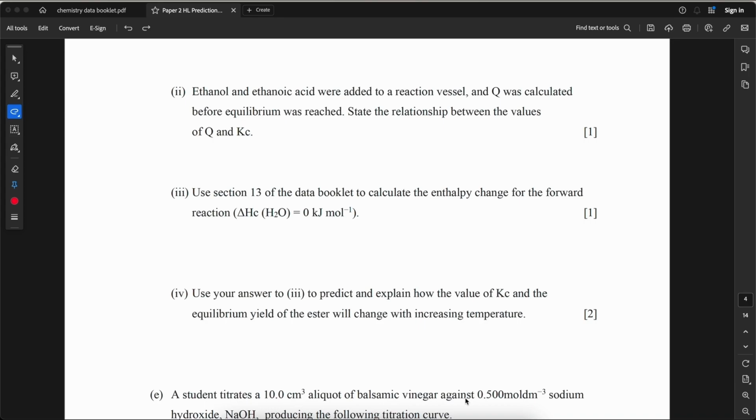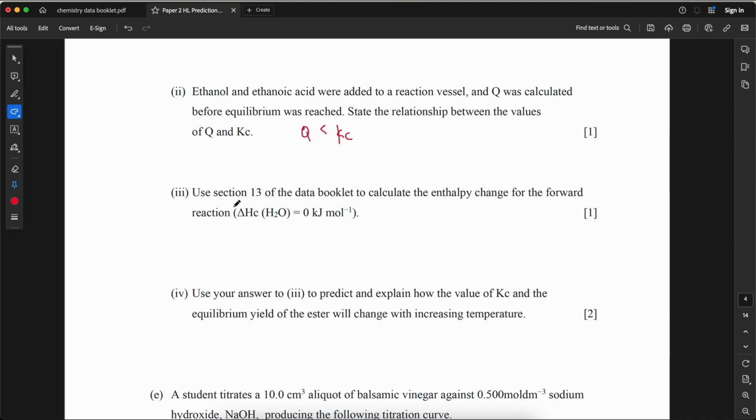Ethanol and ethanoic acid were added to a reaction vessel, and Q was calculated before equilibrium was reached. State the relationship between the values of Q and Kc. Equilibrium was not reached yet, so the concentration of reactant is still bigger than the concentration of product. Therefore, Q is smaller than Kc.